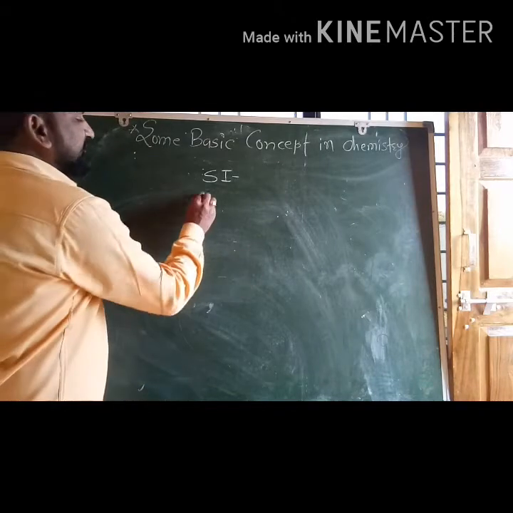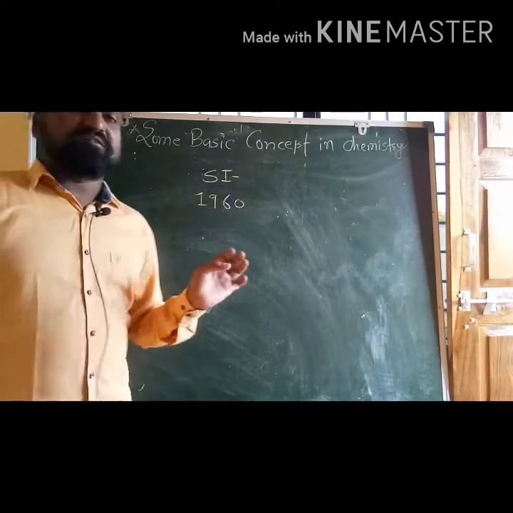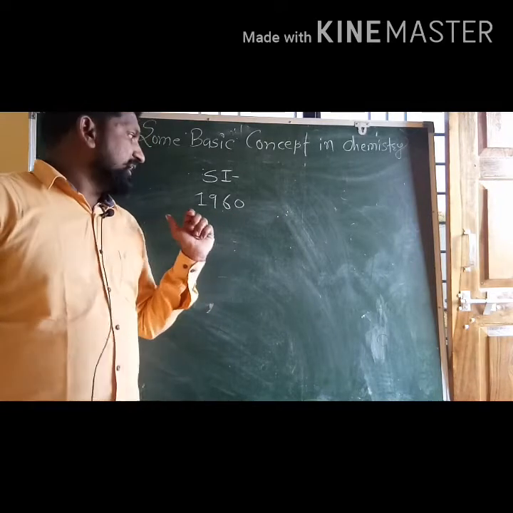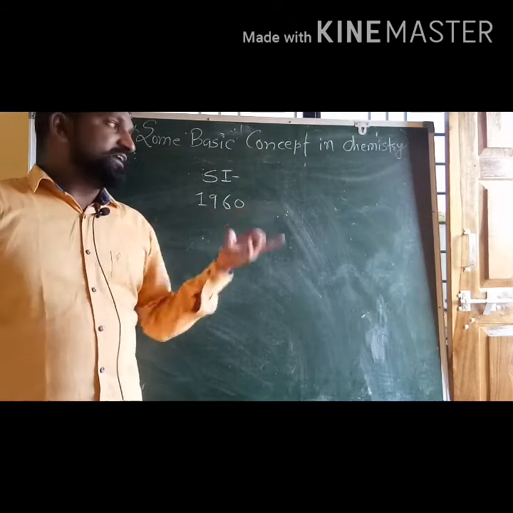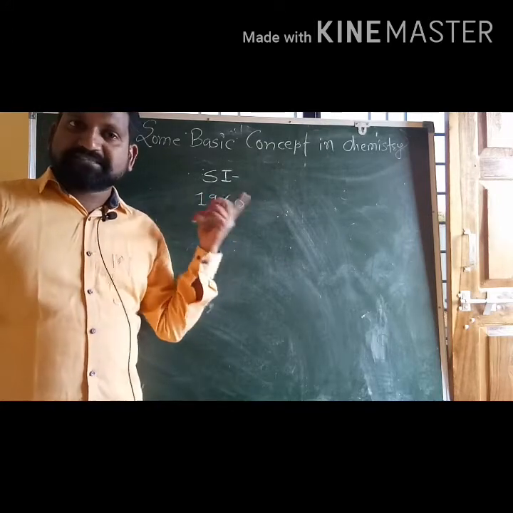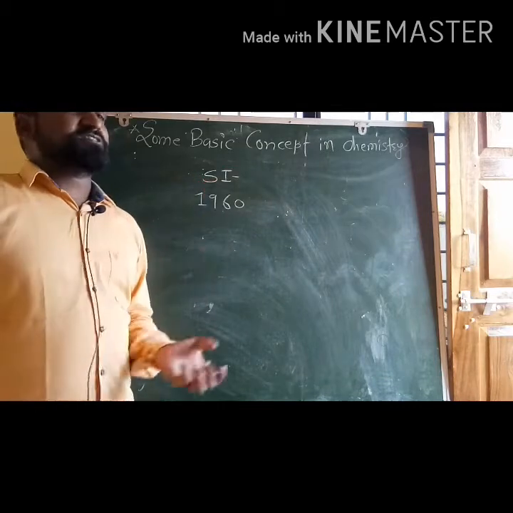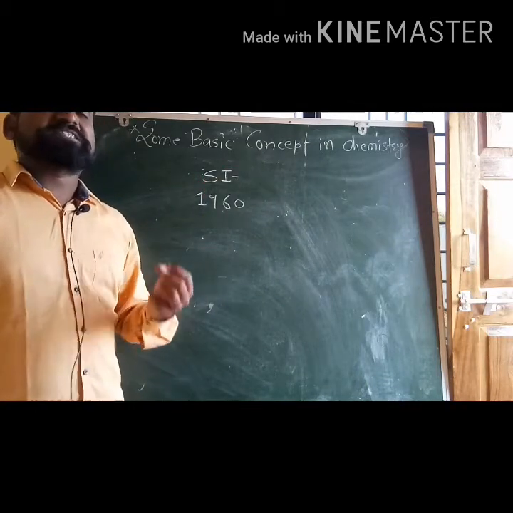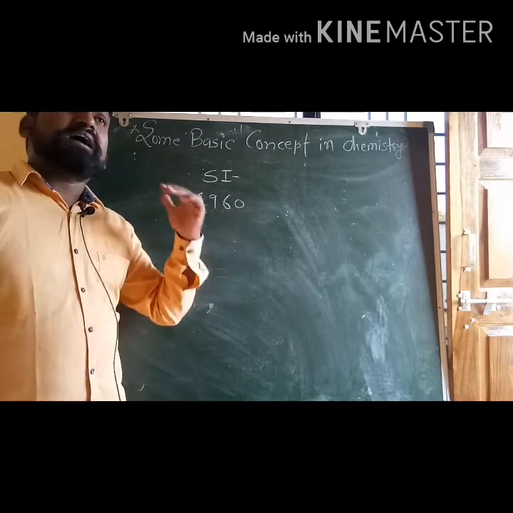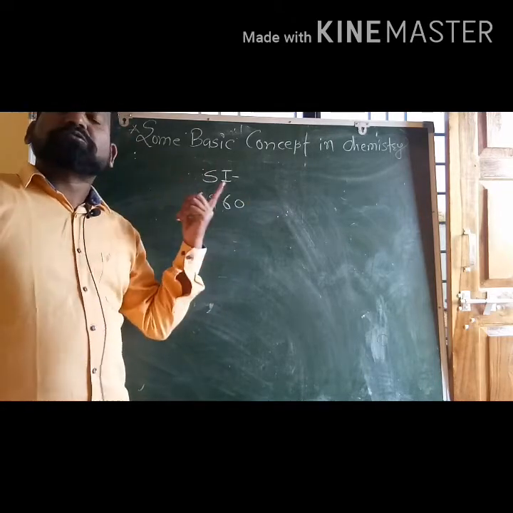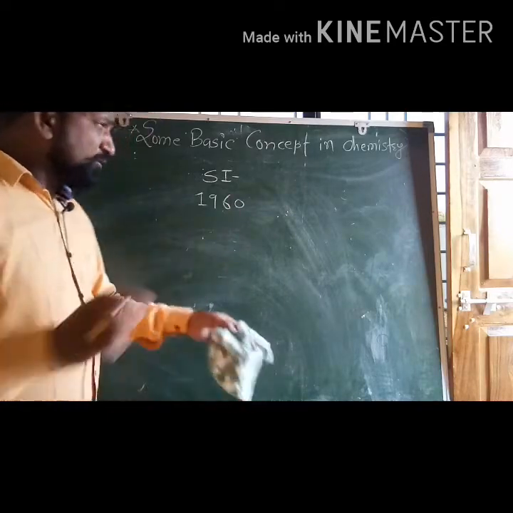What happened in 1960? The General Conference of Weights and Measures proposed this International System of Units. It turned out to be quite successful compared to the previous systems. Why? Because the SI system is totally based on the decimal system, and that's why it was found to be very fruitful compared to the previous ones.